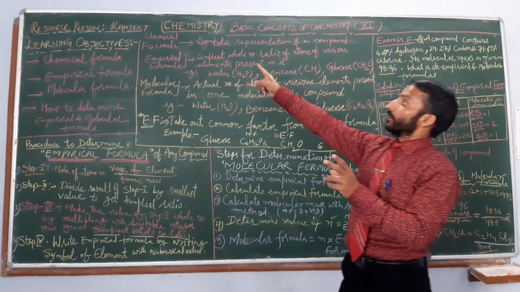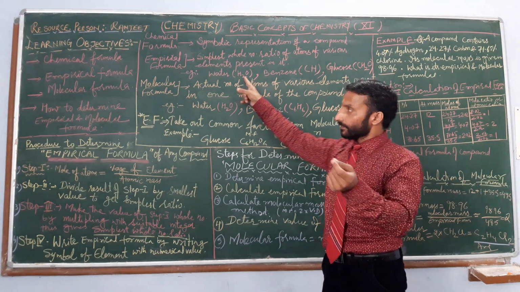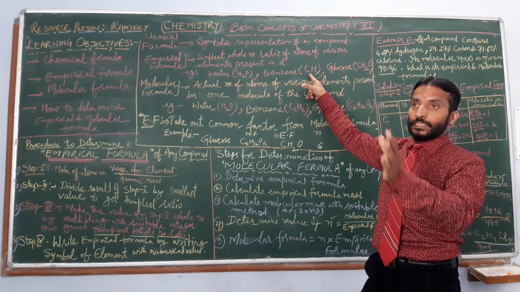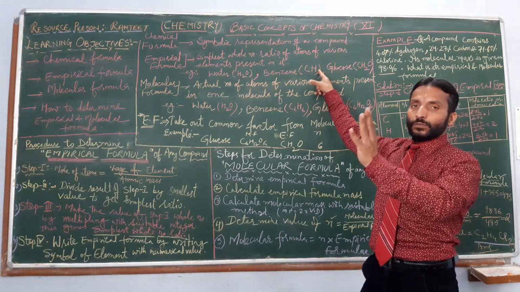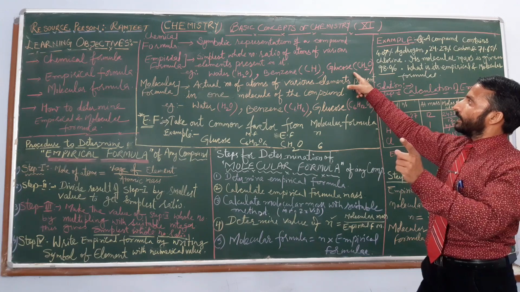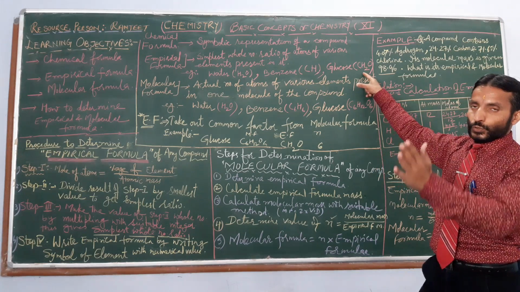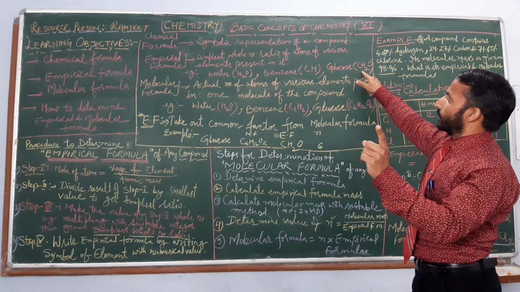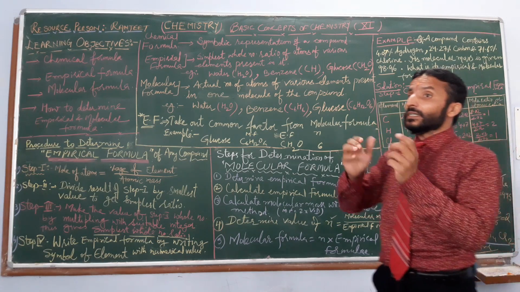For example, water has empirical formula H2O and benzene has CH. Here carbon and hydrogen are present and the ratio between them is 1:1. And in glucose, the empirical formula is CH2O. It means the ratio between the various elements' atoms is 1:2:1. Right?